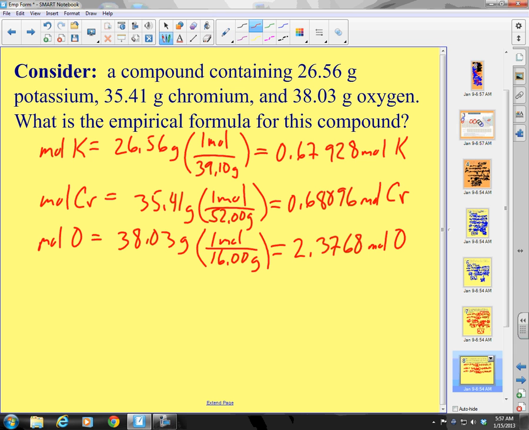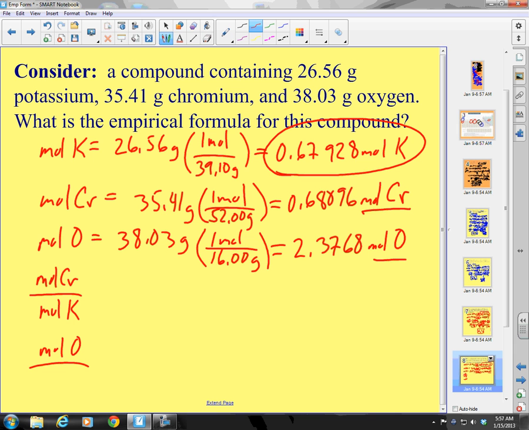Okay, now what do I want to do? Set up ratios. Which one is the smallest? Is oxygen the smallest? No. Is chromium the smallest? No. Is potassium the smallest? Yes. So I have to set up 2 ratios: moles of chromium per mole of potassium and moles of oxygen per mole of potassium. And so this is going to be 0.68096 over 0.67928. We can look at that and guess what that's going to be, can't we? But we'll actually work the numbers, okay?